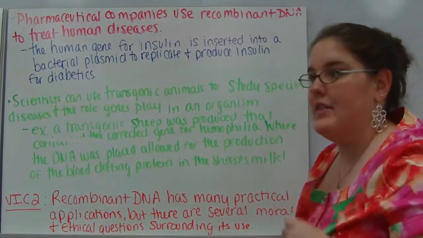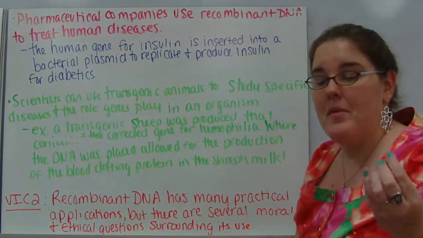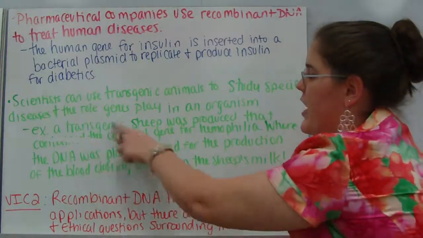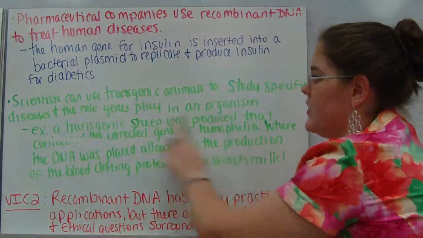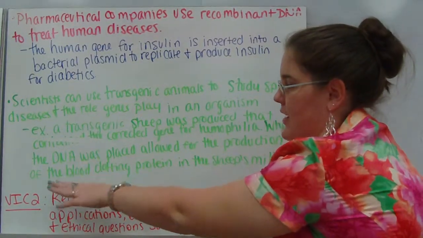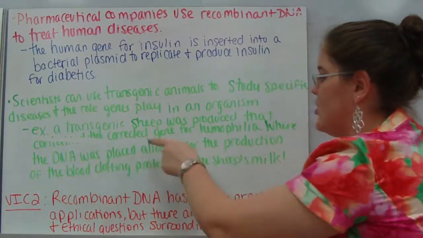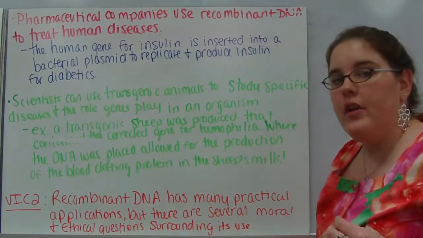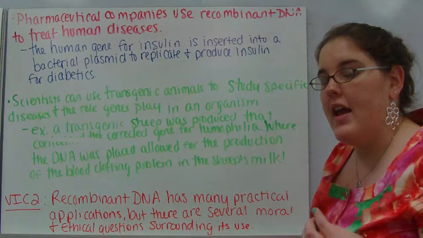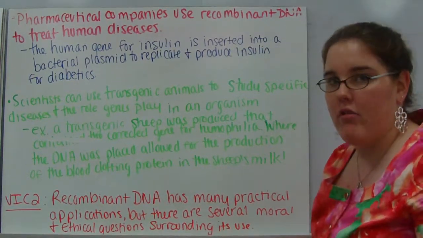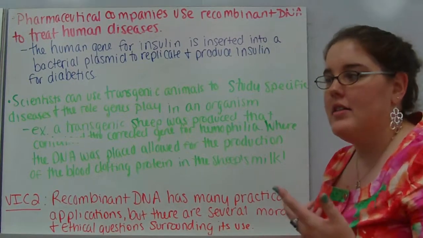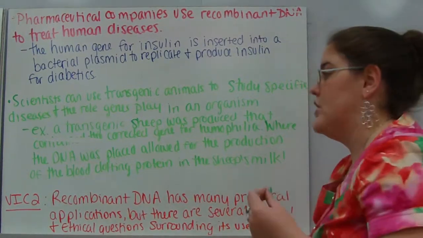Now, scientists can use transgenic animals to study specific diseases and the role that genes play in an organism. So, for instance, if a specific organism is missing a gene, how will that affect the organism? For example, a transgenic sheep was produced that would contain the corrected gene for hemophilia. If you'll remember from our study of hemophilia, hemophilia is when a person is lacking the protein that will cause their blood to clot correctly. So they will be what is called a free bleeder and continue to bleed until they receive medical attention.